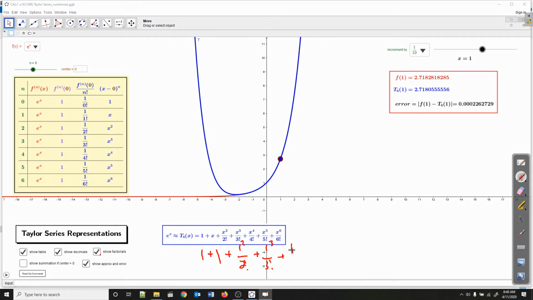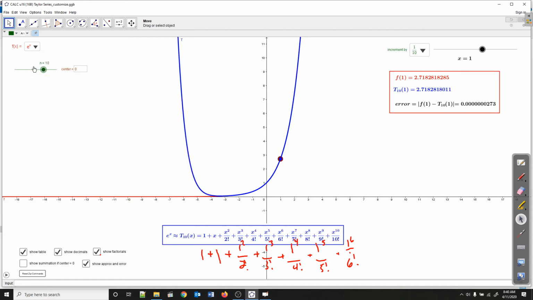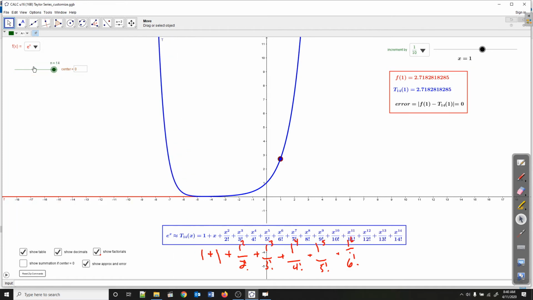1 to the 4th gets divided by 4 factorial. 1 to the 5th gets divided by 5 factorial. 1 to the 6th gets divided by 6 factorial. Not the neatest, but you get the general idea. And so I'm just going to kind of play this out to the end. And as you keep increasing your nth order, and I just got rid of the table at this point, you should have by now kind of seen a pattern.